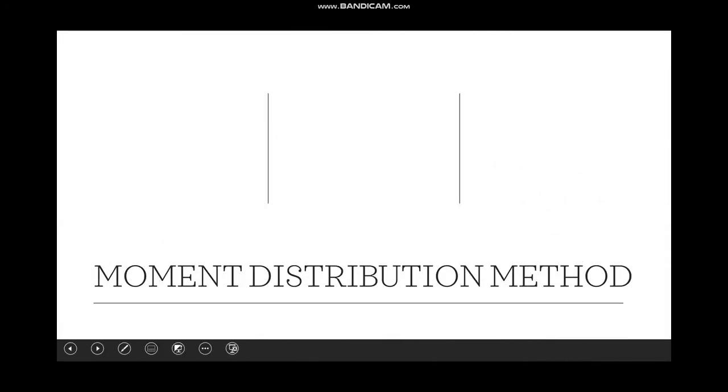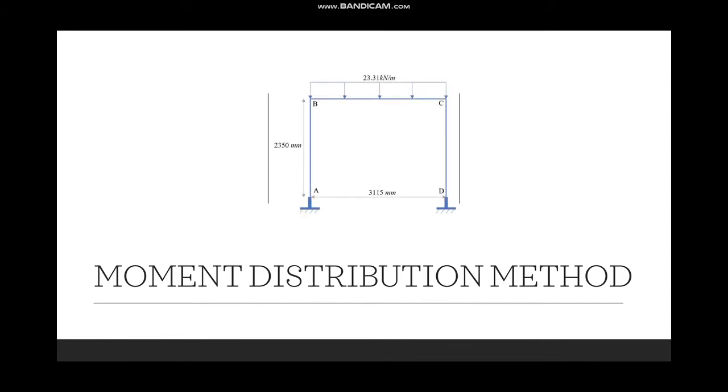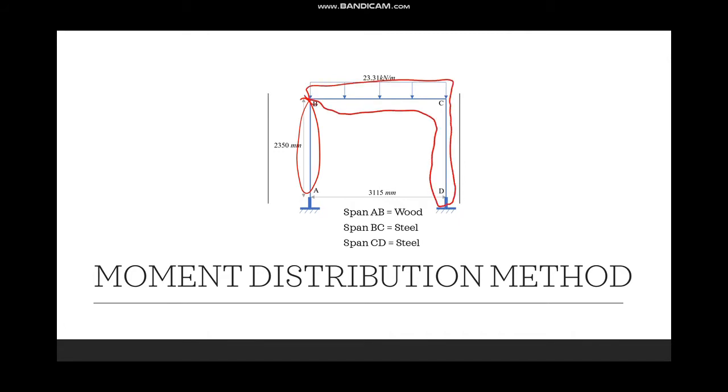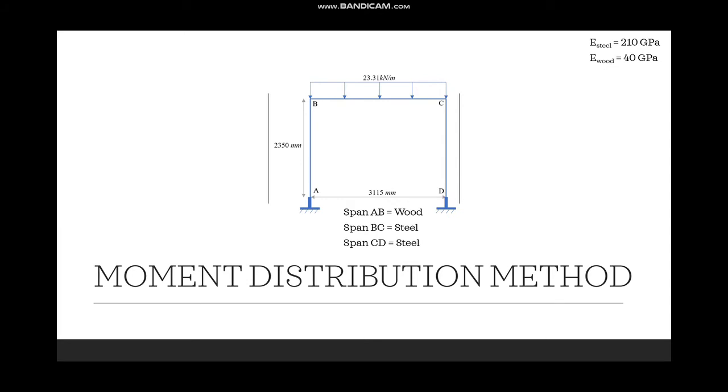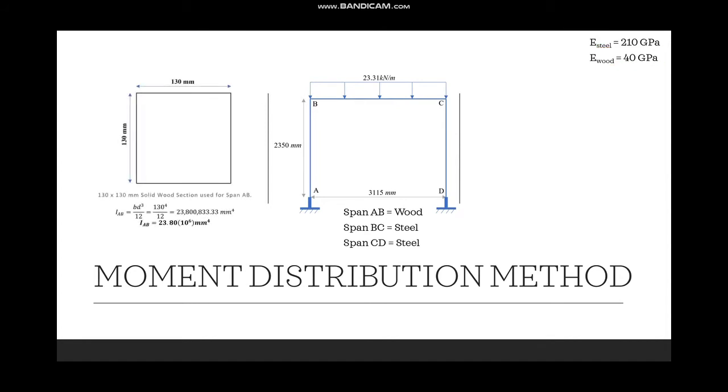So the next method is the moment distribution method. And what this method does take into account is the different materials that each member is made of. So obviously AB is made of wood, as previously mentioned, and BC and CD are made of steel hollow sections. And what this method takes into account is the different E values and the different I values. So the E values that I'm assuming for this is 210 GPa for the steel, 40 GPa for the wood. Now the wood I've taken as a solid wood section.